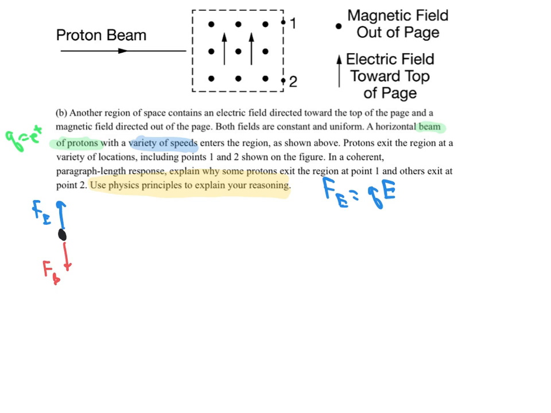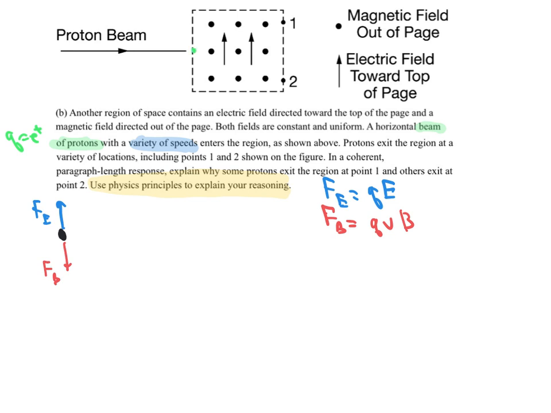Sorry, I should correct that. They feel an electric force in the same direction because the electric field direction tells you the direction of the force felt by a positive particle. So, yay. And then for the magnetic field, we know that the force is going to be something like QVB.